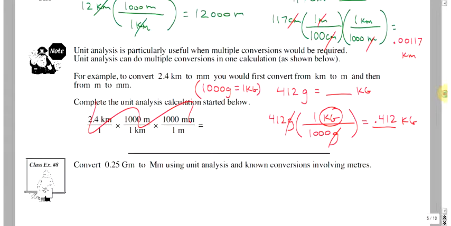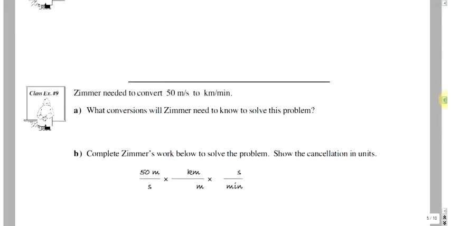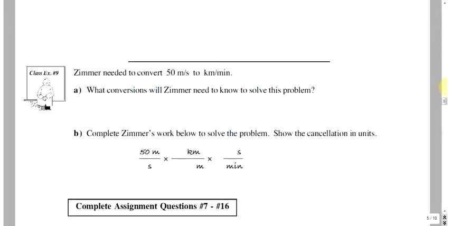Okay? Got to show you one toughie. Zimmer, is that a person or a car dealership? He wants to convert 50 meters per second to kilometers per minute. Fun stuff. We got two conversions going on here at the same time.